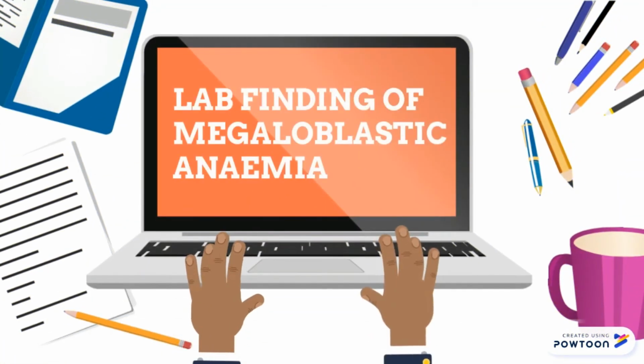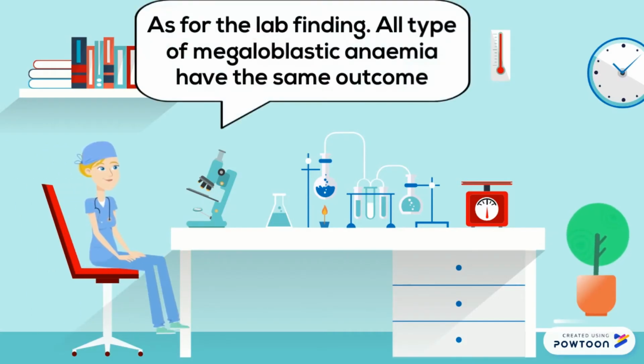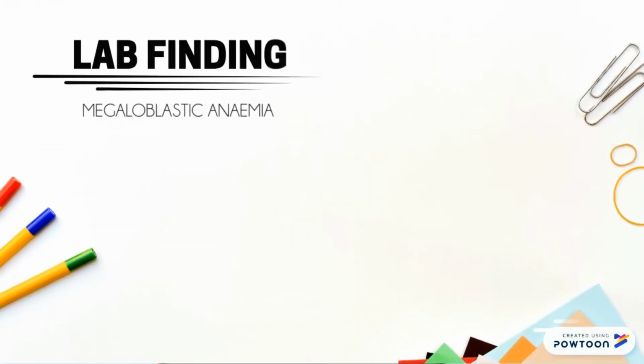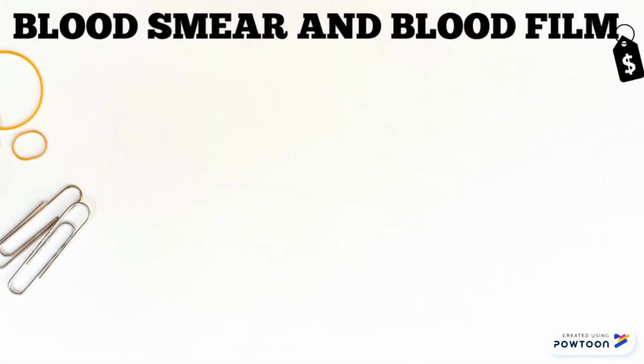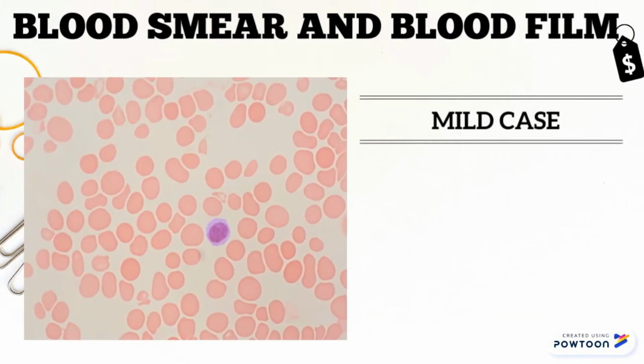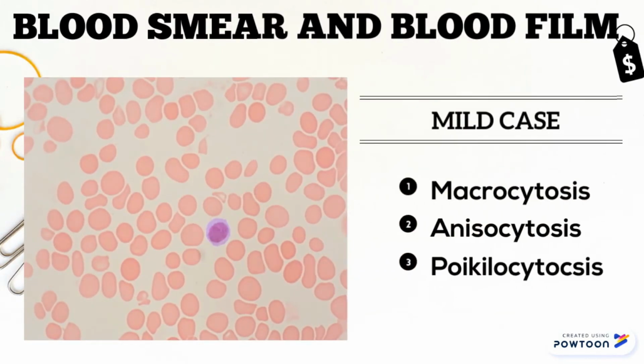Next is the lab finding of megaloblastic anemia. As for the lab finding, all types of megaloblastic anemia have the same outcome. Lab finding for megaloblastic anemia consists of two things. First is blood count and blood film, and second is bone marrow appearance. As for the blood smear and blood film, there is the existence of macrocytosis, anisocytosis, and poikilocytosis in the blood.